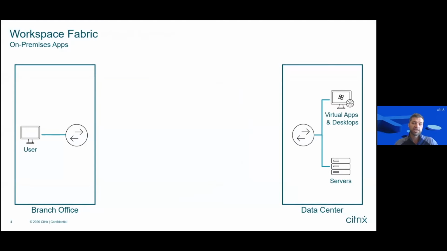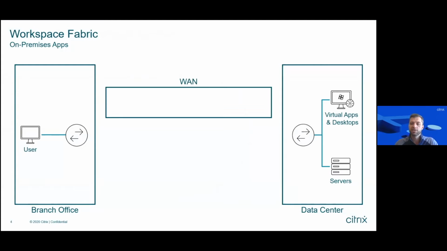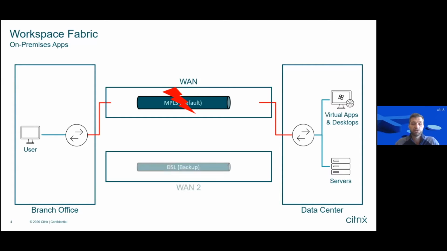So on the left-hand side, you'll see there's a branch where your users are connecting from. And on the right-hand side, we have this data center where all the resources are located. And in between these two sites, we have our WAN connection, which typically makes use of an MPLS circuit. And we have to be satisfied that traffic flowing over this WAN can only use that MPLS connection. But if the connection fails or it becomes so degraded that it's unusable, then our branch connections go down and our users are no longer able to carry on with their work.